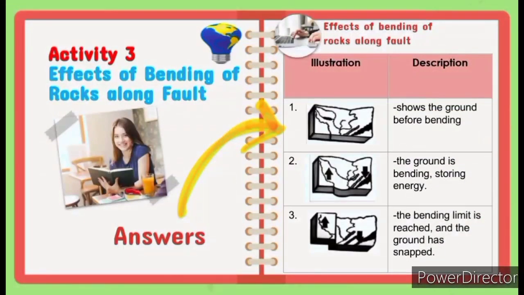Okay, time is up. Here are the correct answers. On the illustrations, here are the descriptions. Number 1 shows the ground before bending. That is the correct answer. Thank you for getting the correct answer, guys. Number 2, the description is the ground is bending, it is storing energy. And number 3, the bending limit is reached and the ground has snapped. These are the correct answers in illustration and description with regards to the effects of bending of cracks along faults.